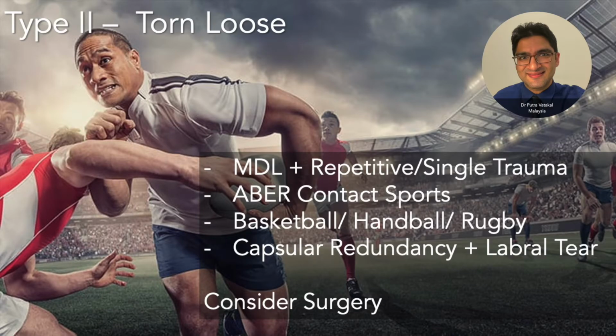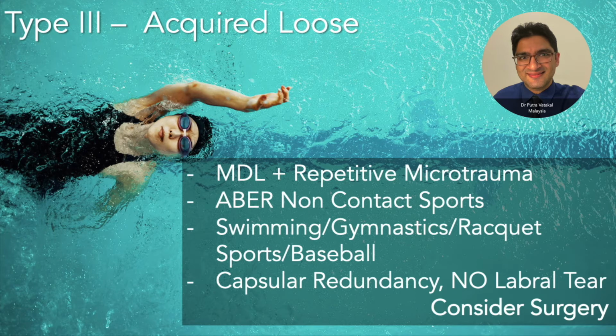Type 2 or torn loose patients are patients with MDL that develop instability either by repetitive trauma or a severe single trauma, which is why you will see this more in overhead contact sports like basketball, handball, and rugby. These patients have developed capsular redundancy plus a labral tear. This type of patient responds well to surgery. Type 3 or acquired loose patients usually develop capsular redundancy without a labral tear, often due to repetitive microtrauma in non-contact sports like swimming, racket sports, baseball, or gymnastics. These patients also respond well to surgery.